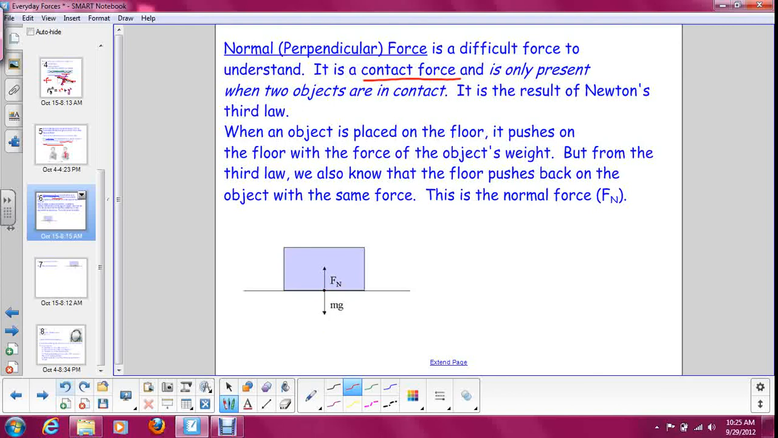But from Newton's third law, we know that if the box pushes on the floor, the floor also pushes back up on the box. Remember the picture of the skater from the last video. As the ice skater pushed the wall away, the wall pushed back on the skater. It's the same thing here. The box pushes down on the floor, and in return, the floor pushes up on the box. And that's where the normal force comes from.